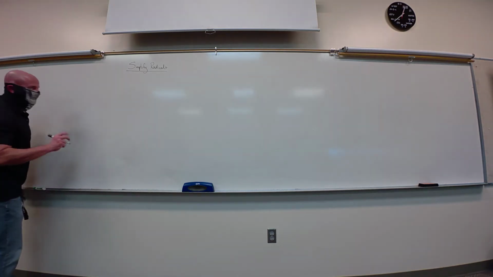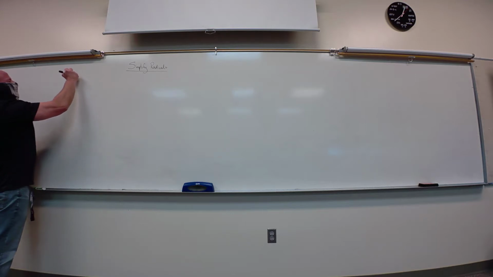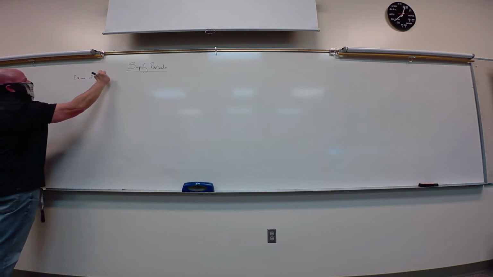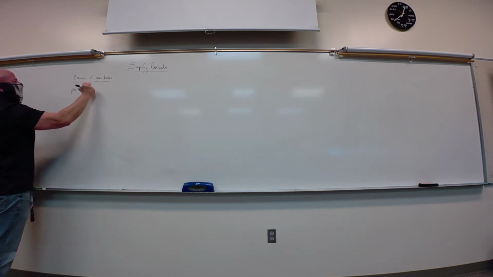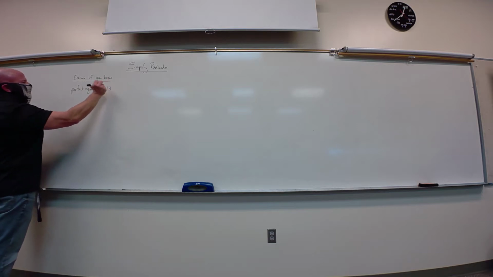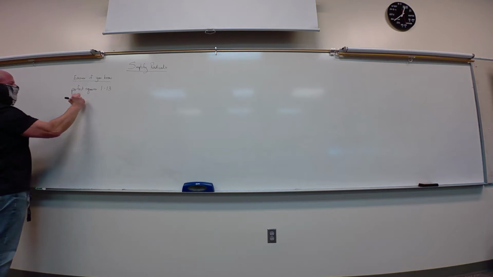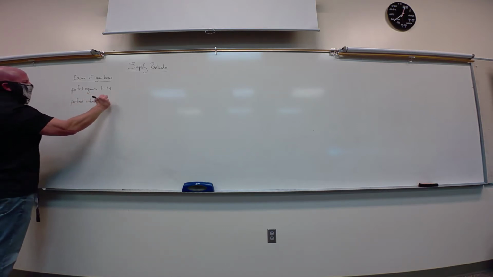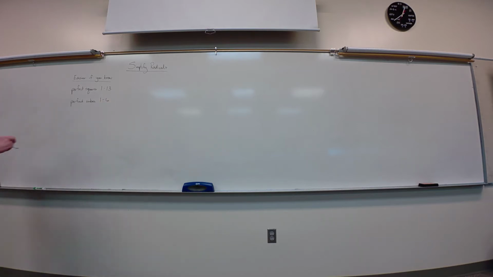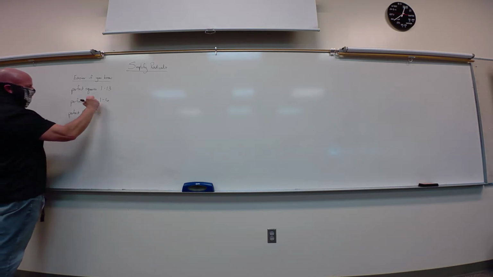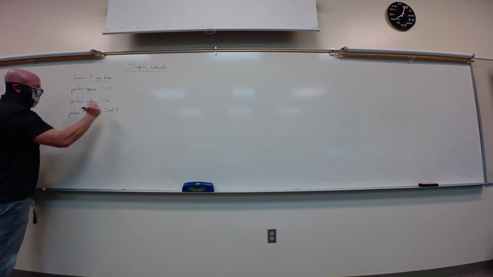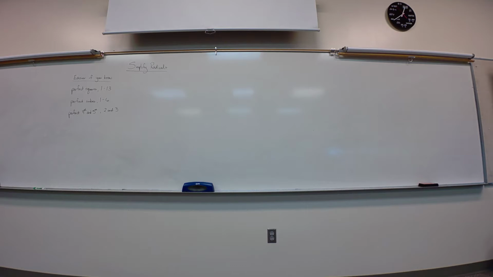For our simplifying radicals, it's easier if you know your perfect squares, say 1 to 13, perfect cubes, 1 to 6, perfect fourths and fifths, 2 and 3. Now, you have most of those already memorized.